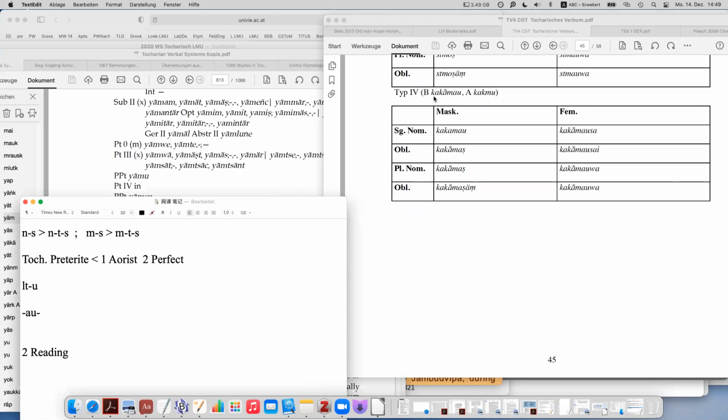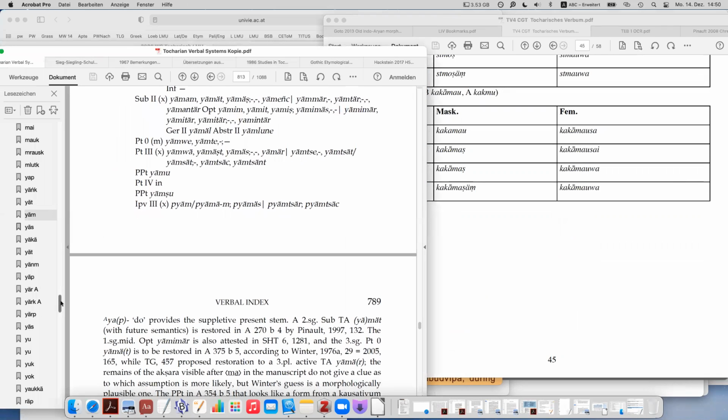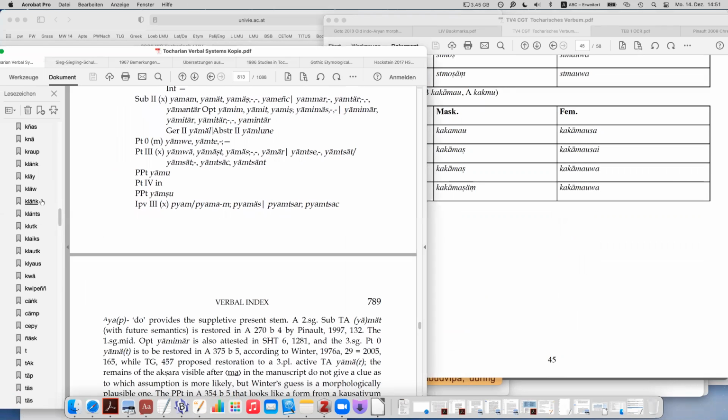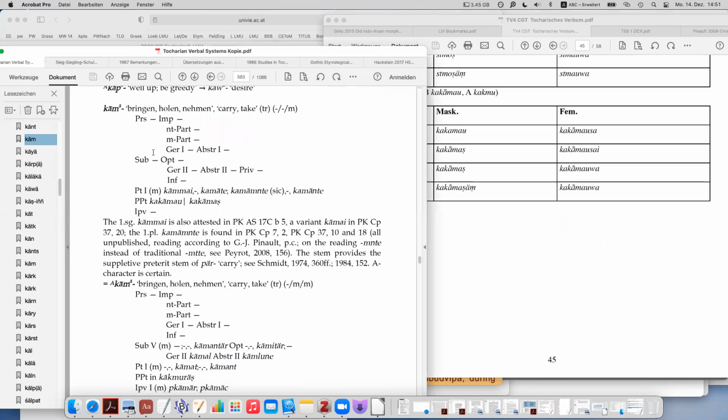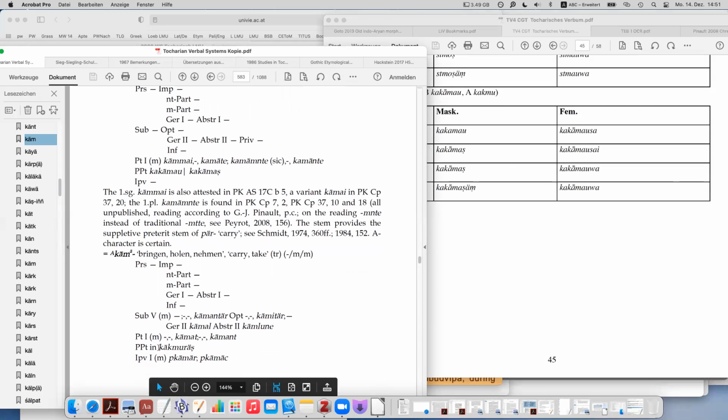And then sometimes you also have reduplication. I'm not sure, I have to check which word it is. Okay, so this is a word for bring, come. You have kakamao and kakmu. Here you have the kakmu here.